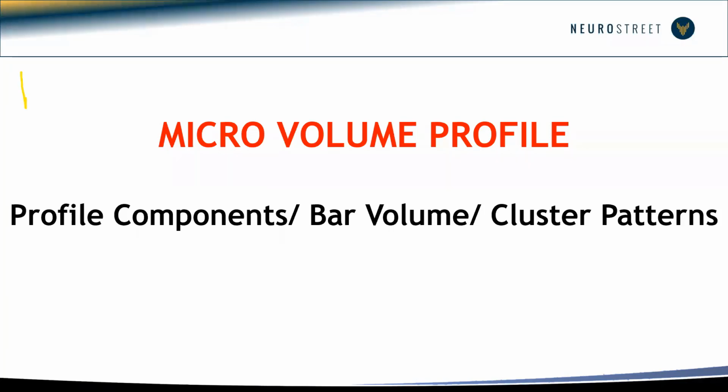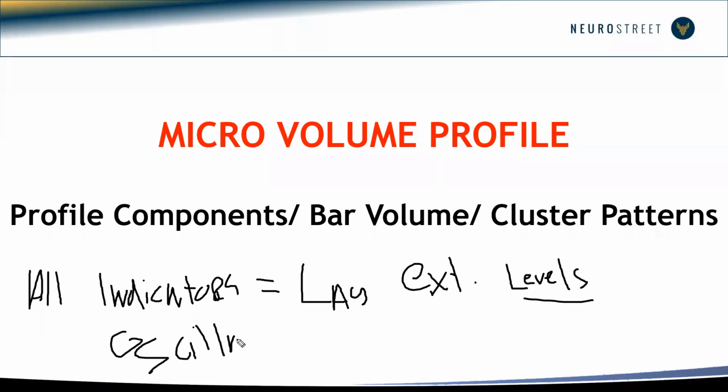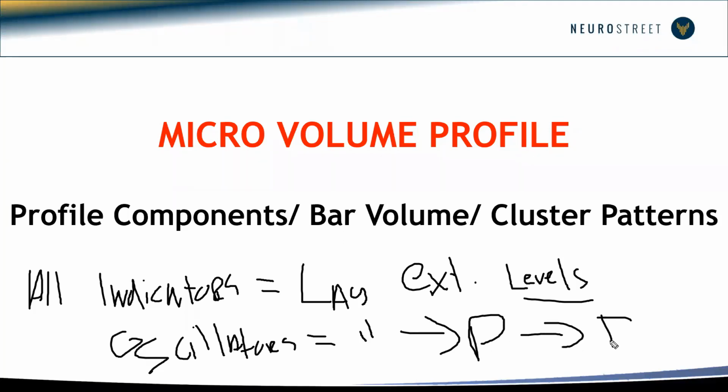Every indicator except for level software. Okay, all indicators equal lag, except level software. Okay, level software does not lag. Levels provides areas. Okay, all indicators and oscillators. Sorry, I'm left-handed and I'm writing with a right-hand mouse. All indicators and oscillators equal lag because price must come before the indicator.